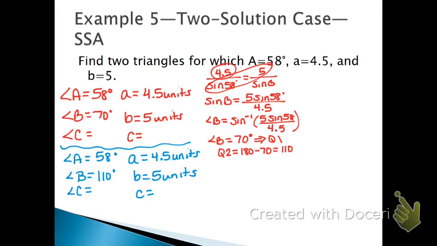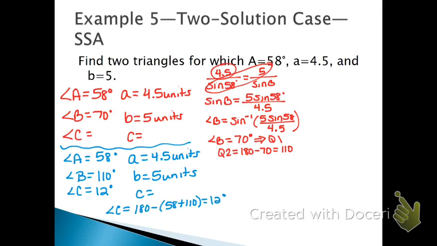Now, let's go ahead and just check while we're here. Will the triangle with that obtuse angle, will it work? So what would I get for angle C on this bottom one? 180 minus 58 plus 110? 12 degrees. So it does work. So we're going to have to find side C for it, and we still have to go find angle C and side C for the first triangle. So this one has two triangles that does work.